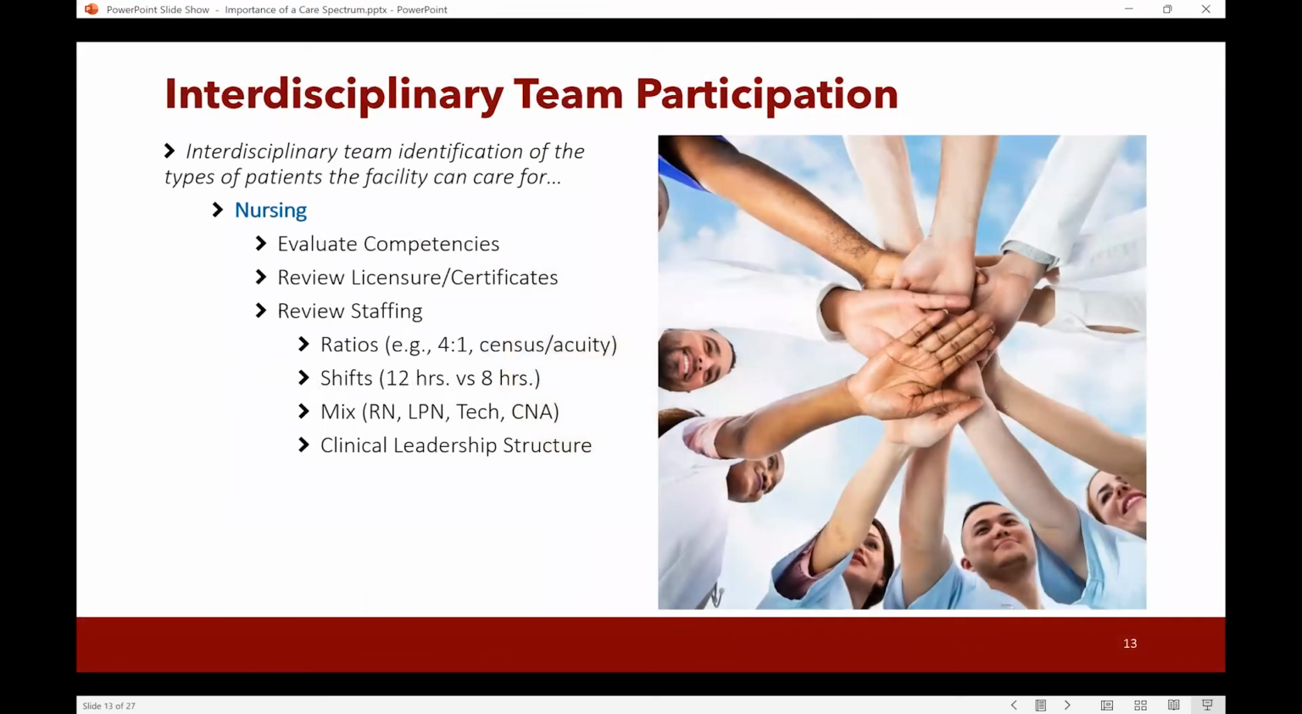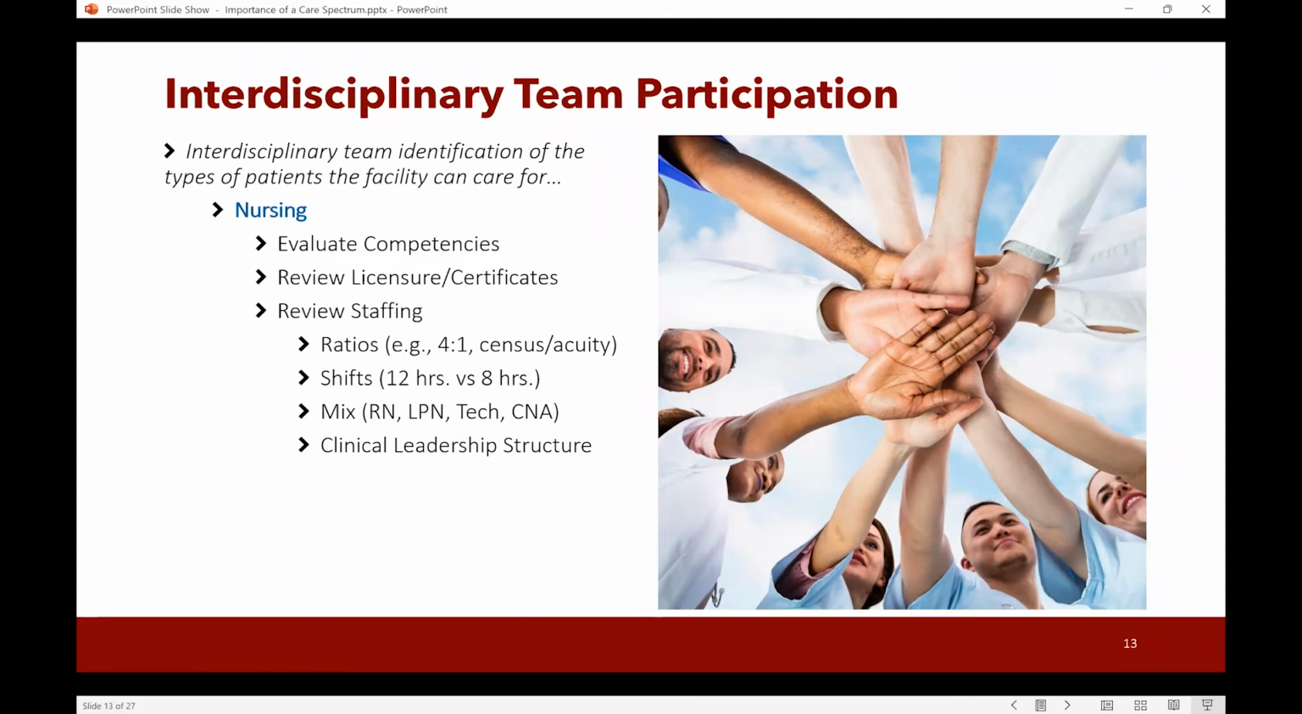So in an interdisciplinary team, under nursing, we want to evaluate our competencies, different certifications, what might be needed. We really want to understand from nursing the comfort level. So when we're looking at different patient transfers and different types of patients that we typically send out, is this a comfort level issue? Is it possibly something that if we had some education, we would be able to keep those patients? Is it staffing? Do we have our staffing ratios set appropriately? What do our shifts look like?